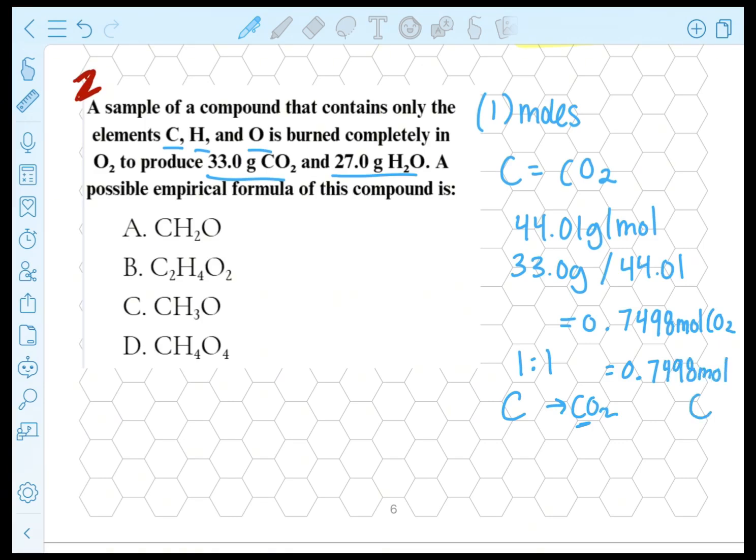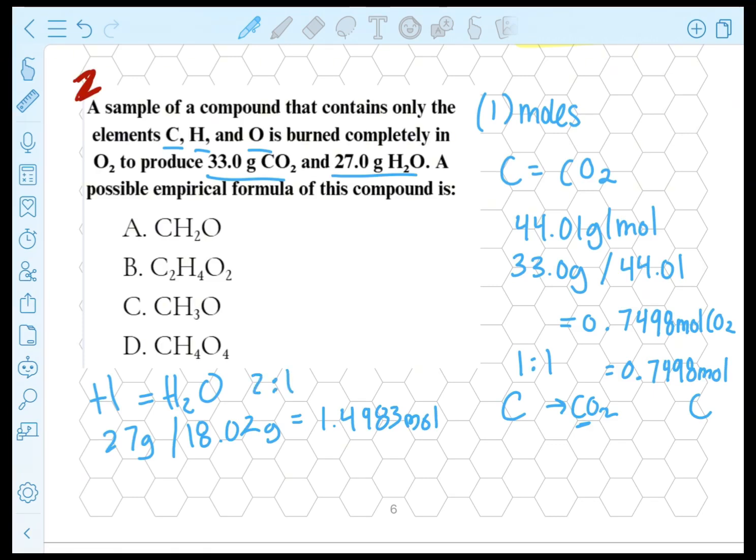Alright, so let's find hydrogen now. Same thing applies, but this time we're going to derive it from H2O. So you have 27 grams of water, and since the molar mass of water is 18.02, let's divide to find moles. And we get 1.4983 moles of H2O in this reaction. Now let's look at the ratio again. But this time, for every mole of water, we're going to have 2 moles of hydrogen. So the ratio is 2-to-1. So in this case, we're going to have to multiply the moles of H2O by 2 to match the ratios. So 1.4983 times 2 is 2.996, or 3. So we have 3 moles of hydrogen.